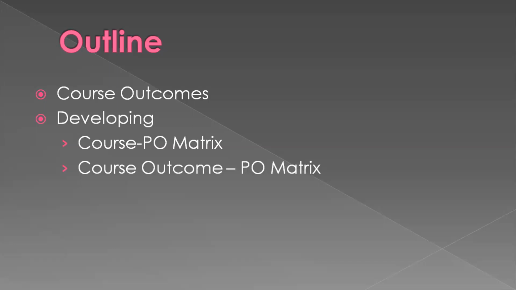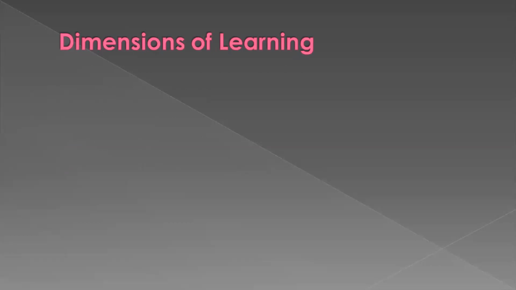For writing course outcomes, you must understand Bloom's taxonomy, the use of different verbs, how to write course outcomes, how to calculate attainment of course outcomes, how to develop a course PO matrix, and then how to develop a course outcome PO matrix. So it is no exception to anybody. Okay. With this introduction, let us go ahead with the course outcomes. First, I'll be introducing you to Bloom's taxonomy.